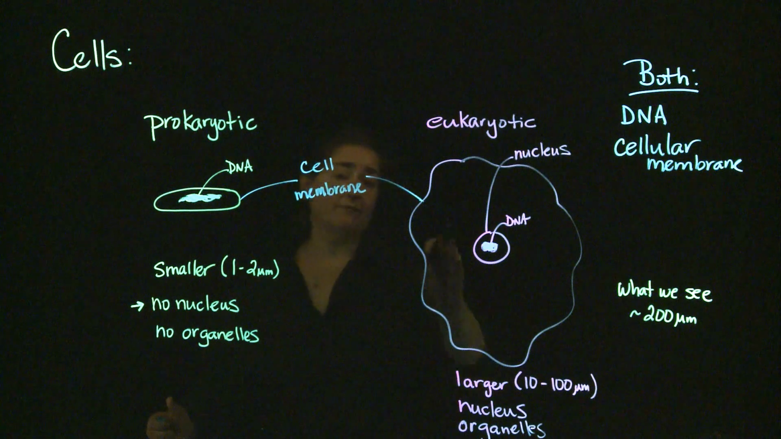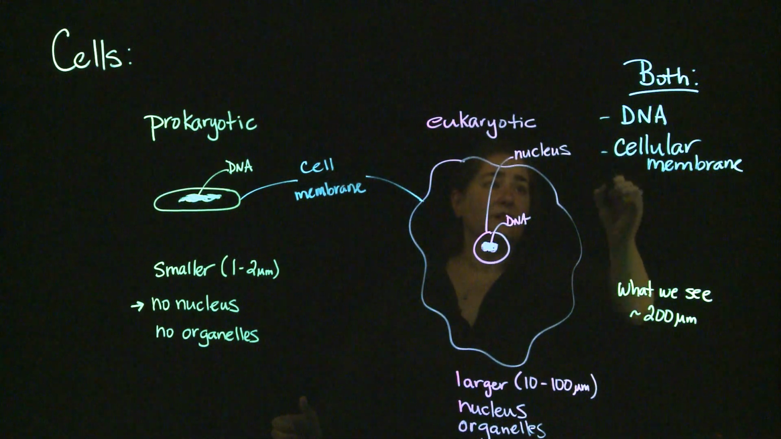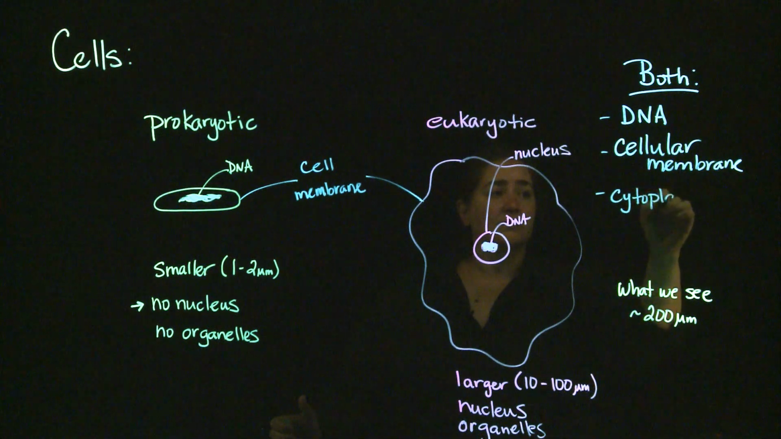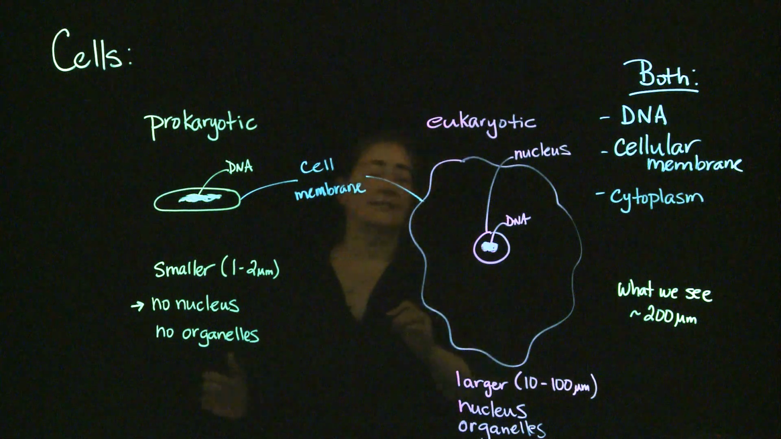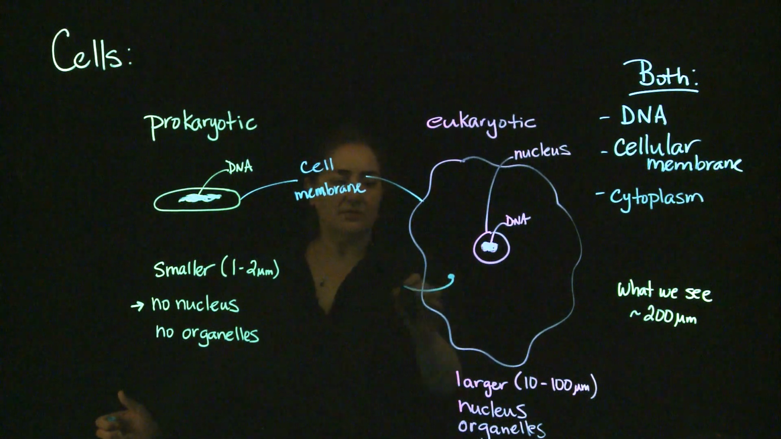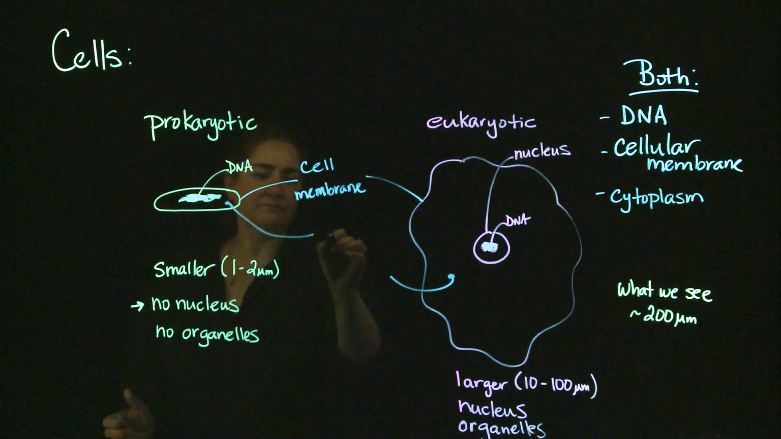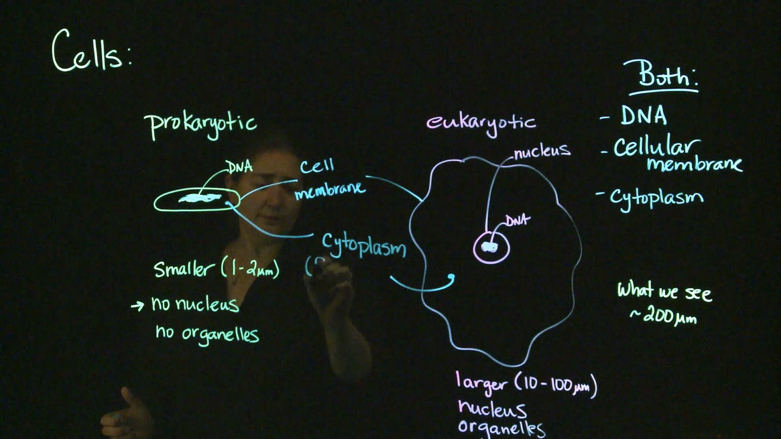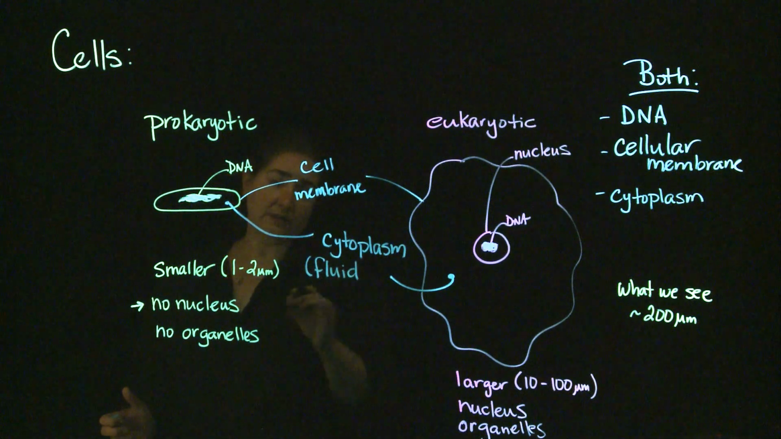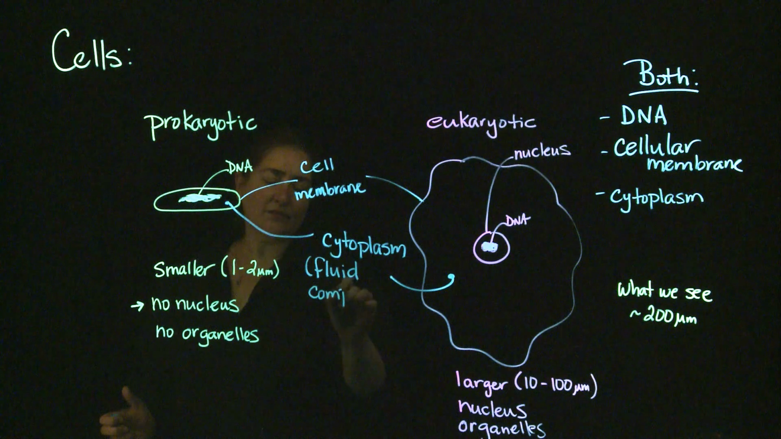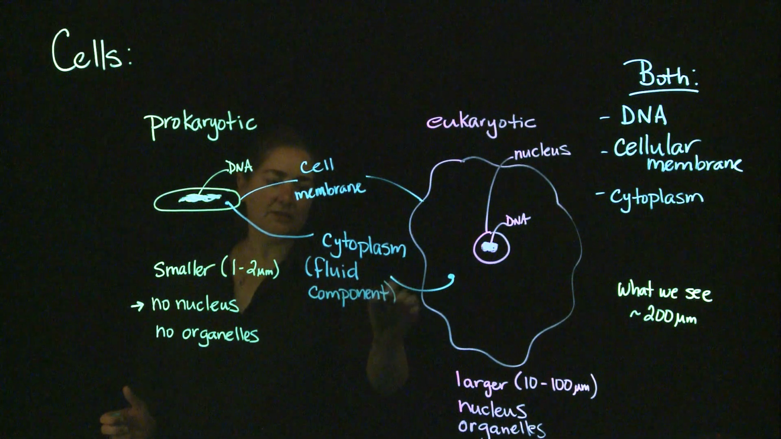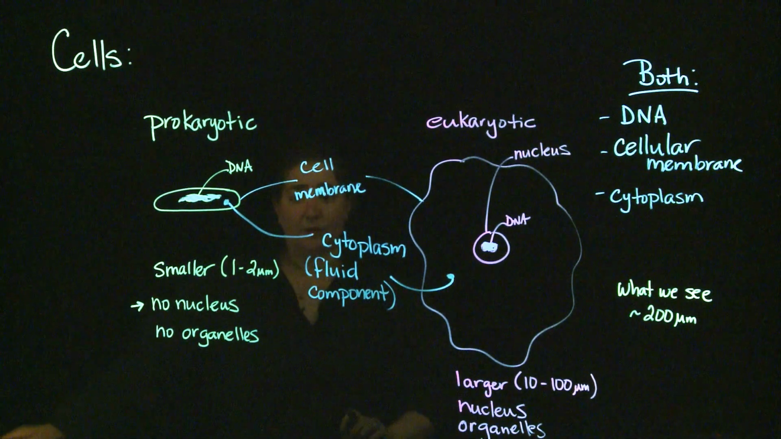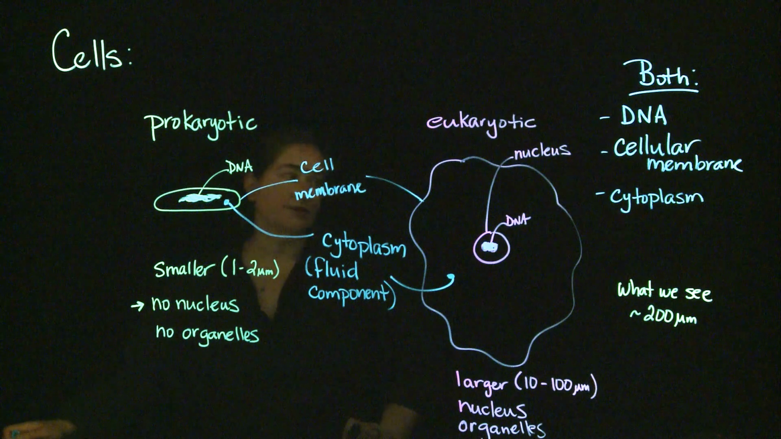They will also have fluid within the cells. Both prokaryotic and eukaryotic cells are going to have cytoplasm, okay? So cytoplasm is really going to be the fluid component within the cell. And we'll talk more about what's found within cytoplasm later in the semester. But for now, just know cytoplasm, it's going to be in both prokaryotic and eukaryotic cells, okay?